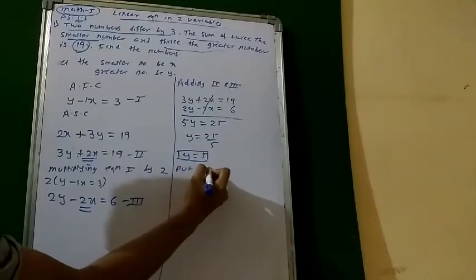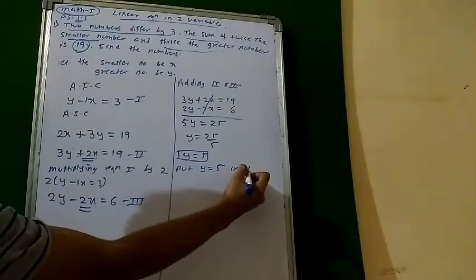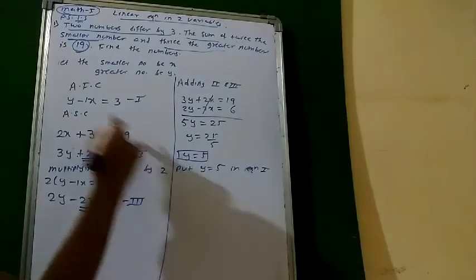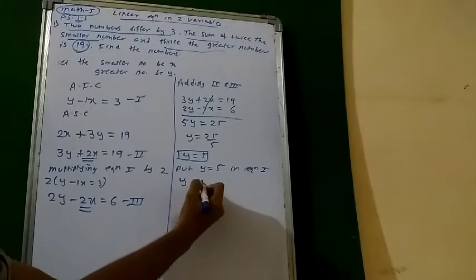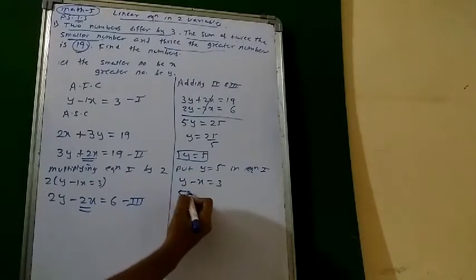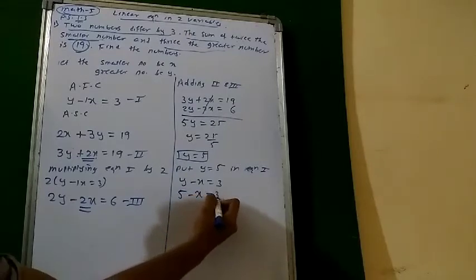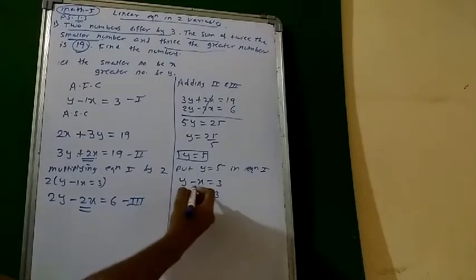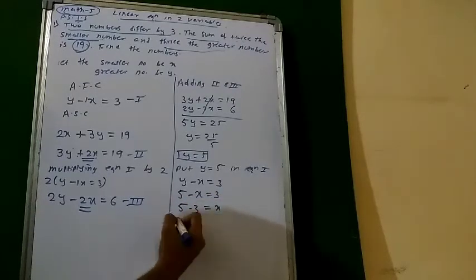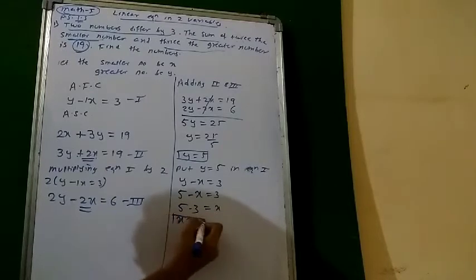Put y is equal to 5 in equation number 1. What is equation number 1? y minus x is equal to 3. So in place of y I write 5. Okay, y is 5. Minus x will go there and become plus x. Plus 3 will come here and get subtracted. So 5 minus 3 is 2. So we can say that x is equal to 2.